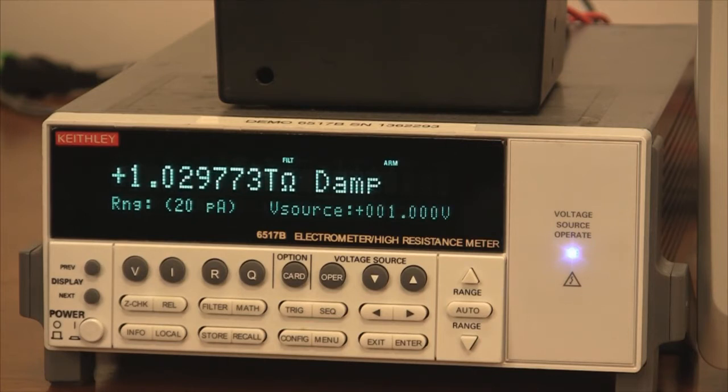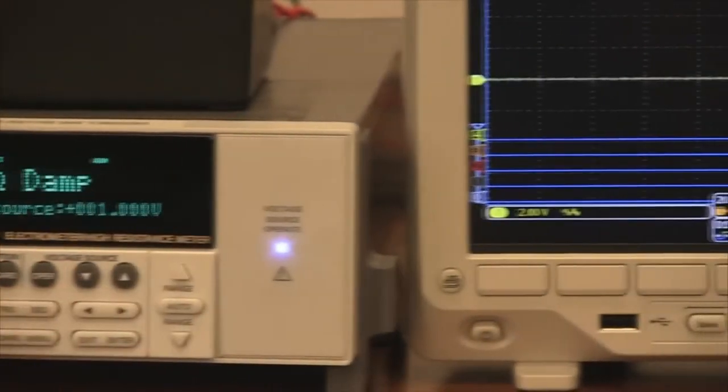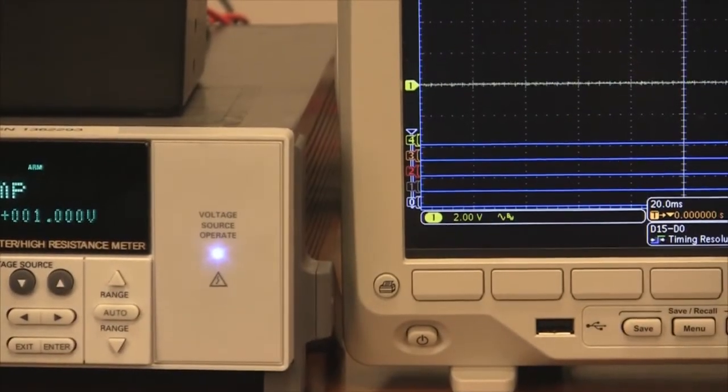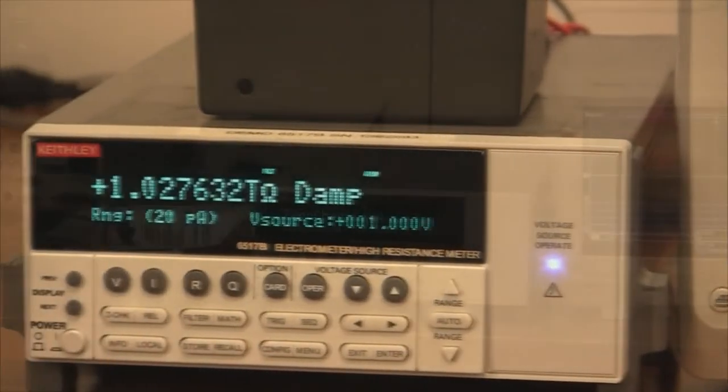Settling down. And it takes a while, but look at that stability. Look at the scope, hardly any noise at all. This is the best way to get these low current, high resistance measurements, 6517B.